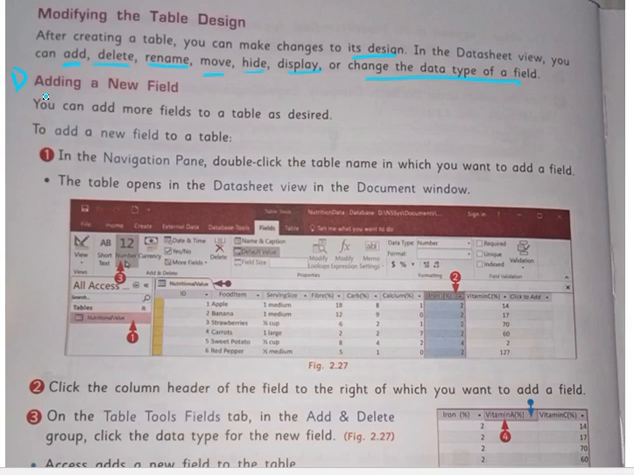So first is adding a new field. How can we add a new field? There is a column. You can add more fields to a table as desired. To add a new field to a table, first, number one, where do you have to click?